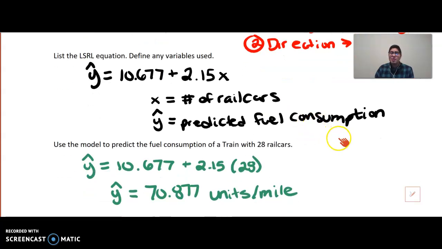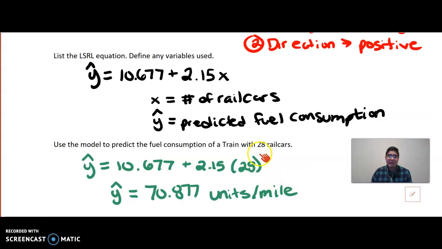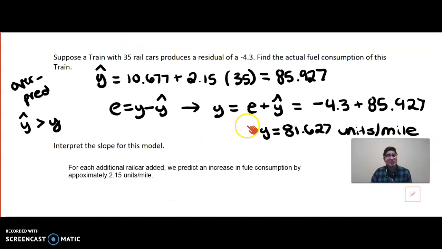I can now use this model to make a prediction, and if I want to predict the fuel consumption of a train with 28 rail cars, I would substitute in 28 for the value of x. So here, that looks like 10.677 plus 2.15 times 28, which gives me a predicted fuel consumption of about 70.877 units per mile. So hopefully this is all a review.